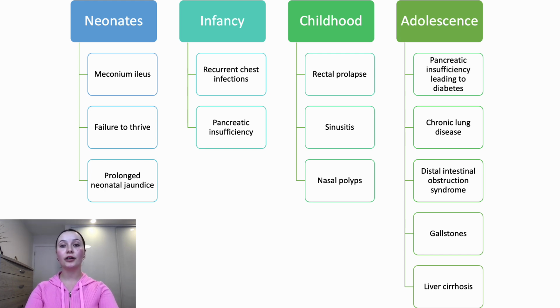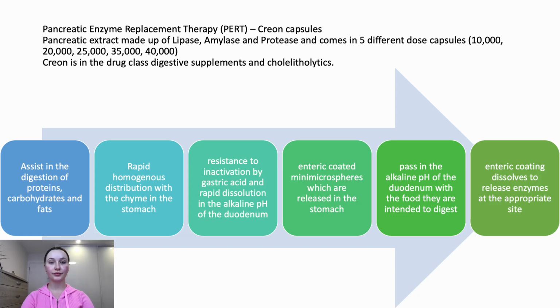For infants, recurrent chest infections and pancreatic insufficiency. For children, rectal prolapse, sinusitis, and nasal polyps. Presence of nasal polyps in children strongly suggests cystic fibrosis. Adolescents, pancreatic insufficiency that may lead to diabetes. Chronic lung disease, distal intestinal obstruction syndrome, gallstones, and liver cirrhosis.